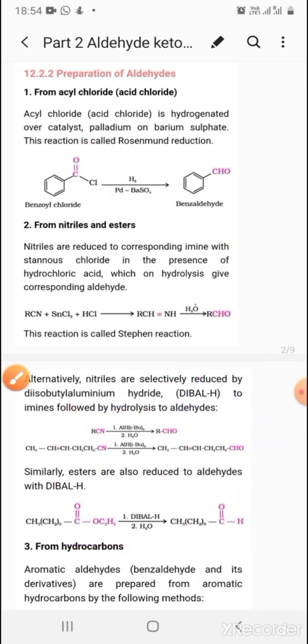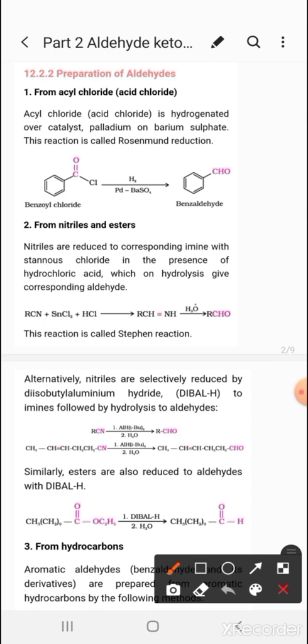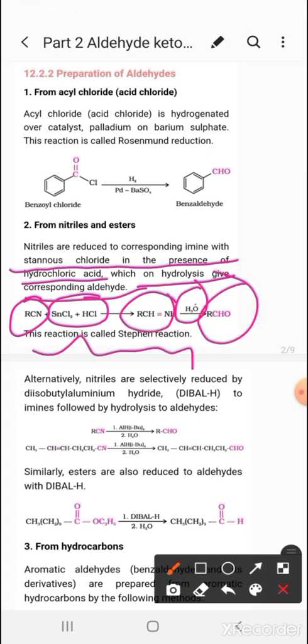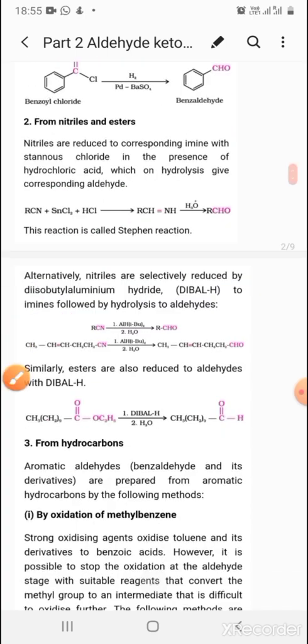So nitriles are reduced to the corresponding imine with stannous chloride in the presence of hydrochloric acid, which on hydrolysis gives the corresponding aldehyde. You can see this is the nitrile, reacting with tin chloride and HCl giving you the imine. On hydrolysis it gives you the aldehyde, and this reaction is important because this is the Stephen reaction, a name reaction.